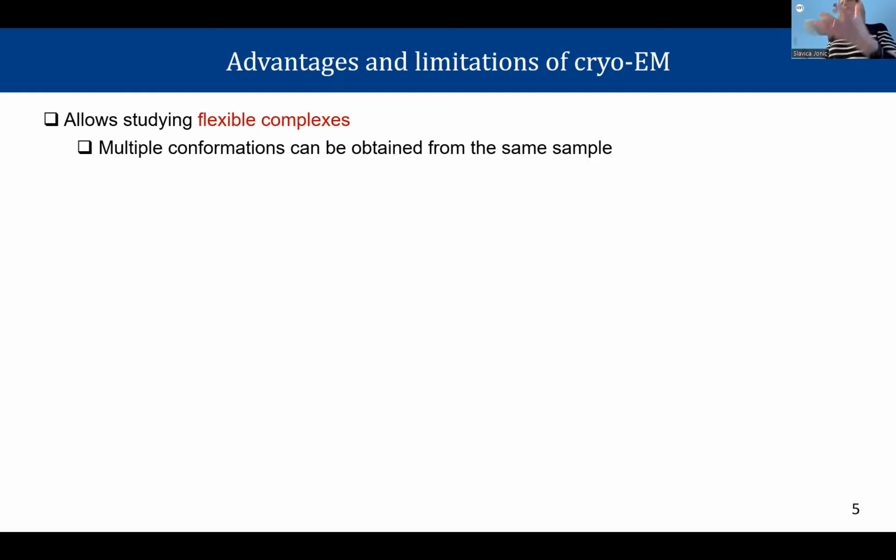And that was, of course, a good argument. If you have heterogeneity of shapes, you cannot get high resolution, and that's all. But no one was trying to get these different conformations. So today, we are trying to calculate these different conformations from the data.